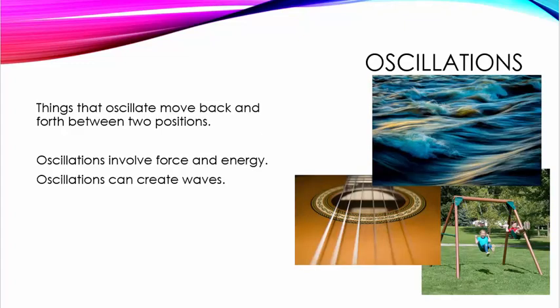So oscillations are basically movements of objects that move back and forth between two positions. So you're familiar with waves. Musical instrument strings oscillate, swing sets oscillate. They involve force and energy. It takes force to make something move, energy to make something move. And oscillations actually can create waves. So the oscillating string on the guitar creates a sound wave.